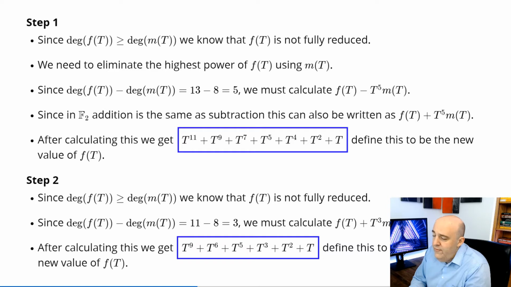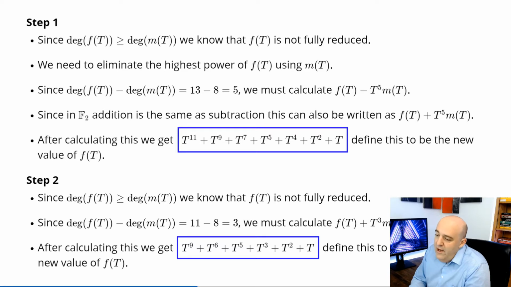Now we want to reduce f of t by m of t, and we're going to show the algorithm to do that here. It's pretty easy to see how to do it. We first notice that the degree of f is greater than or equal to the degree of m, so we know that f is not fully reduced. Our goal is to eliminate the highest power of f of t using m of t. To do that, we subtract the degrees, so we do 13 minus 8 to get 5. The way we eliminate the power of t to the 13 in f is to subtract off from f t to the 5 times m of t. When we do t to the 5 times m of t, we get a 13th degree polynomial. Then when we subtract them, the powers of t to the 13 cancel off, and f of t gets smaller in degree, and that's the whole point.